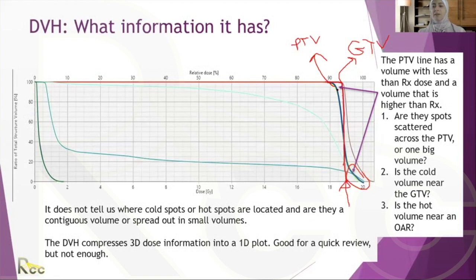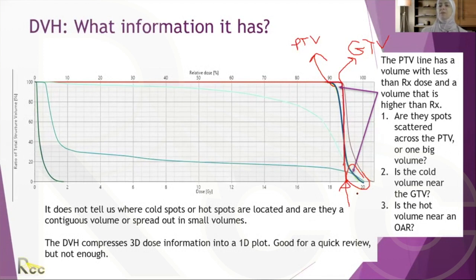The other thing I can infer is look at this part of the PTV. You can see this is colder than prescription. And instead of having the prescription being here, which is about 19 gray, I have it less than 19 gray. It's around, a little bit less than 18 gray. So I can know there is part of the PTV that is getting less than the prescription dose and part of the GTV that's getting a PTV getting more than prescription dose. Okay? But those are the two things that I can read right now.